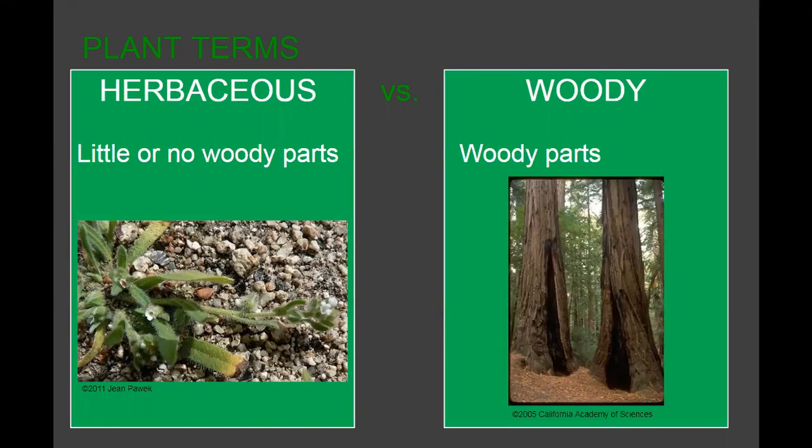Next are herbaceous versus woody plants. Herbaceous plants are vascular plants that don't really have any woody parts to them. Now, a woody plant has hard stems and the buds survive above the ground. Three examples are trees, shrubs, and some woody vines. Poison oak would be an example of a woody vine. And grapes as well. Grapes are a woody vine.